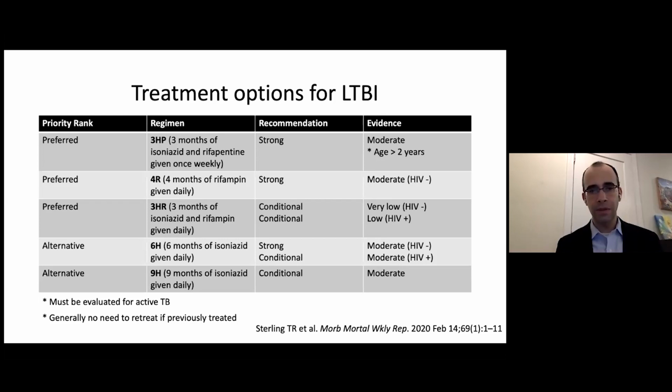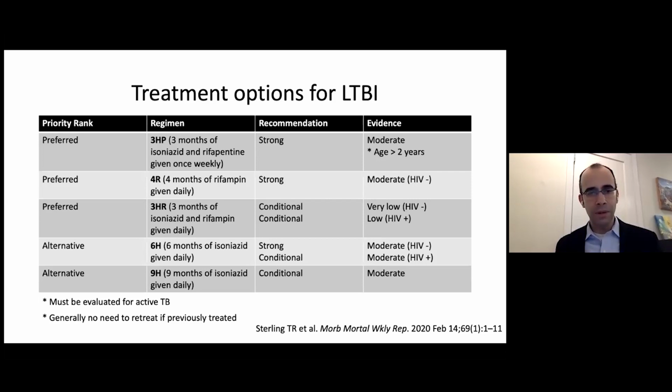And so in the preferred regimens, we have 3HP, or 3 months of isoniazid and rifapentine weekly. And that's for anybody aged greater than 10 years. There's 4R, or 4 months of rifampin given daily, and that's been studied mainly in HIV negative populations. And then this other regimen that was really not used in the US up till now and used much more in Europe, which is 3HR, 3 months of daily isoniazid and rifampin. And this one has a conditional recommendation.